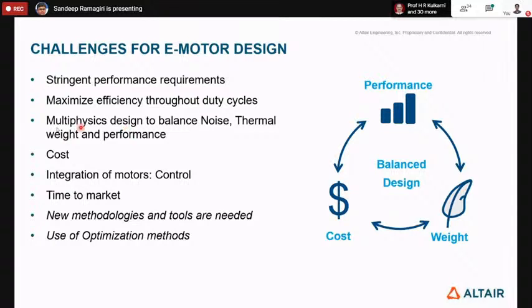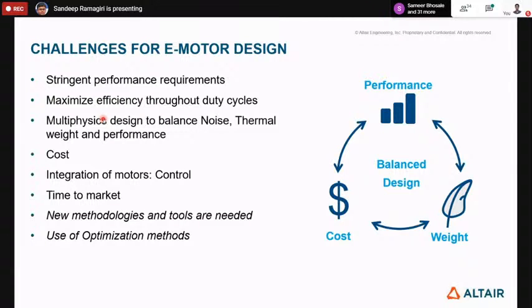And at the same time, we need to reduce the weight. Weight is also a concern for us. Keeping all these things in mind, we need to target good performance of the machine. What I want to conclude in a nutshell is that it's a multi-physics design where we need to balance the noise, thermal constraints, weight, and also the performance.